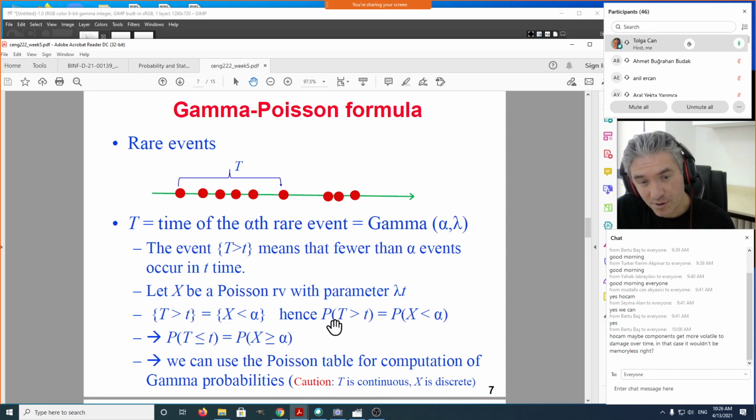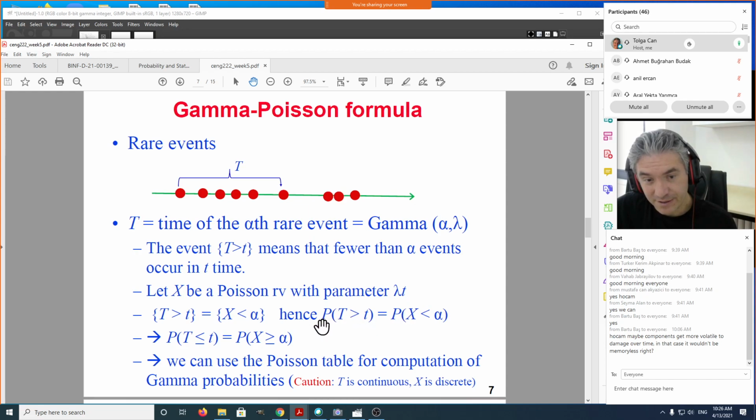Now, look at this. The probability that T is greater than t can be computed directly. This looks like the Poisson CDF, but it's the Poisson CDF at alpha minus 1, right? Because here, this is less than alpha. So we have to look at the Poisson CDF at alpha minus 1 when we are solving this. This is really important.